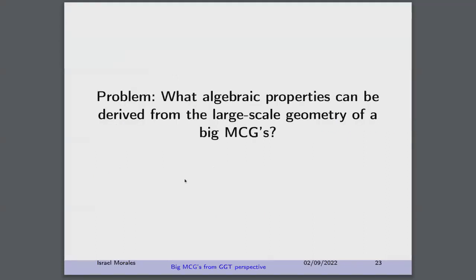The next problem, and the main problem in the area of big mapping class groups, is to try to relate the large-scale geometry of CV-generated big mapping class groups to their algebraic properties. At the moment, nothing is clear in this context. It seems difficult at first glance.